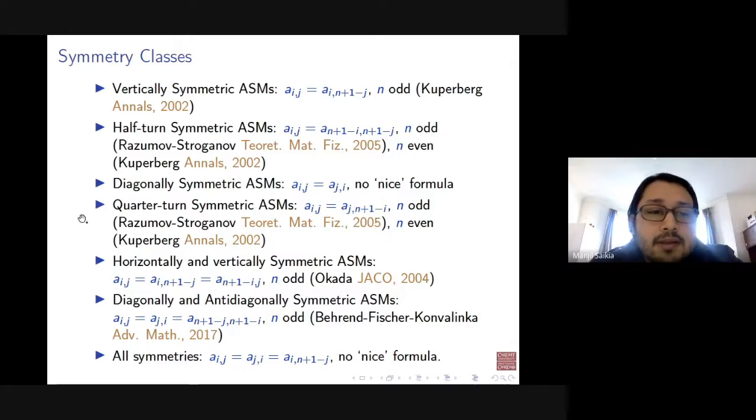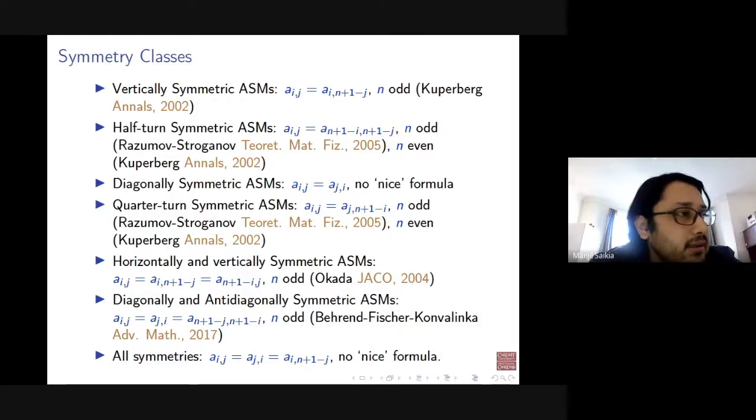The fourth class would be ASMs which are invariant under 90-degree rotation. These are called quarter-turn symmetric ASM. And again, this was done by Kuperberg for the even case and Razumov and Stroganov for the odd case. Then one can have horizontally and vertically symmetric ASM, and this was done by Okada. Then the final class would be diagonally and anti-diagonally symmetric ASM, which was done recently, as I mentioned in the last slide.